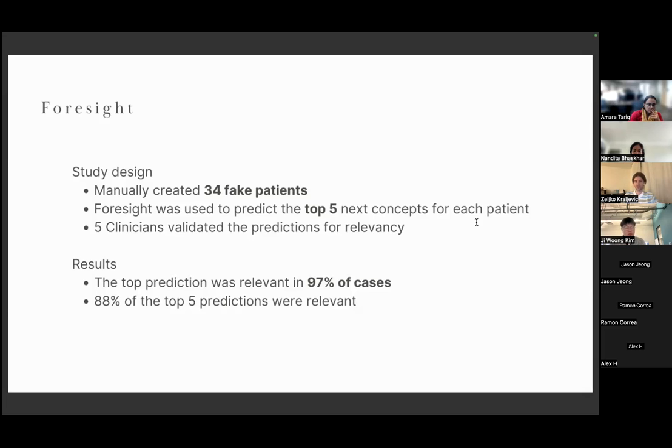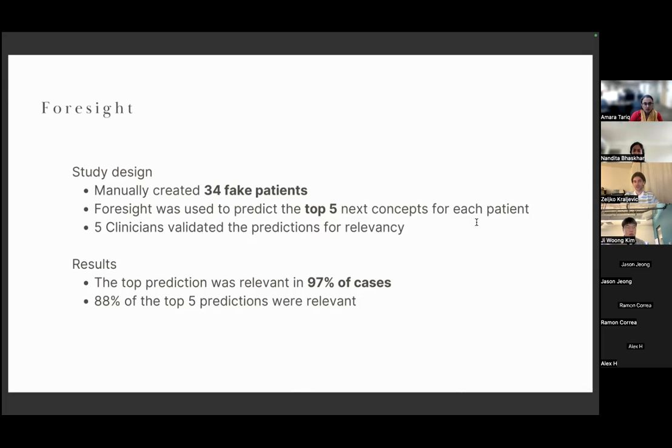And we saw that in 97% of cases, at least one of the predictions was correct. So basically one of the differentials was correct. And in 88% of the cases, 88% of the top 5 predictions were relevant. So it is a very, very nice result when we were manually validating that.